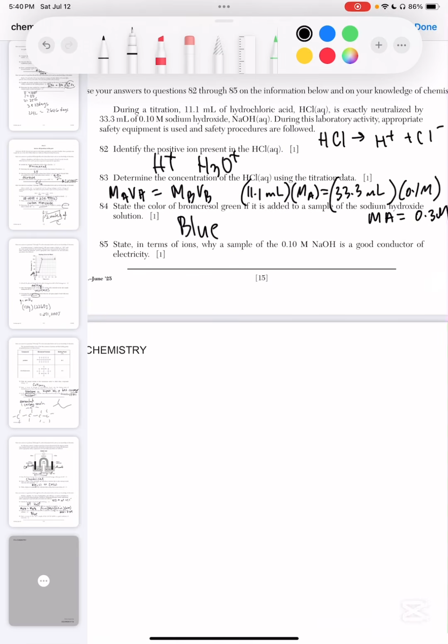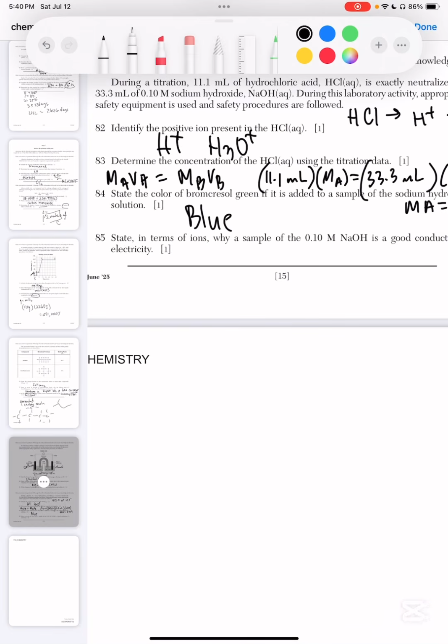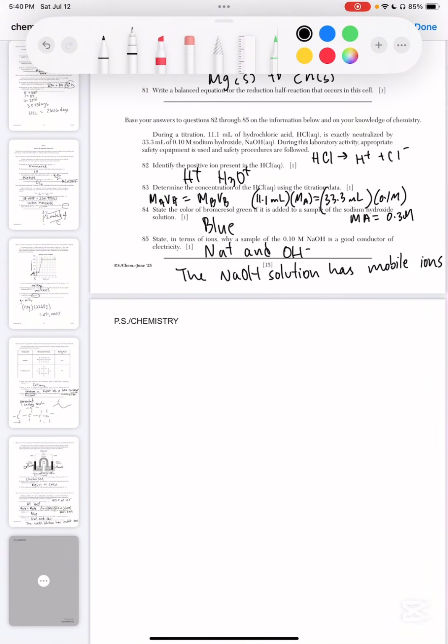State in terms of ions why a sample of 0.1 molar sodium hydroxide is a good conductor of electricity. So conductors have mobile ions, and since sodium hydroxide is a strong base, it completely dissociates into sodium ions and hydroxide ions. So you can say the solution has mobile ions, and that's why it's a good conductor of electricity.